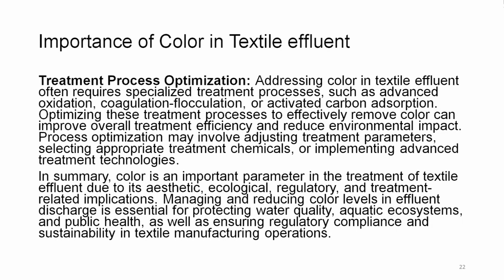So, we have seen that, so far in this lecture, we have discussed the importance of pH, the importance of COD, the importance of BOD, the importance of TSS and also color. These are the main parameters which are responsible for the pollution load in the textile effluent, and time and again I have been emphasizing their importance and how and why they should be removed.